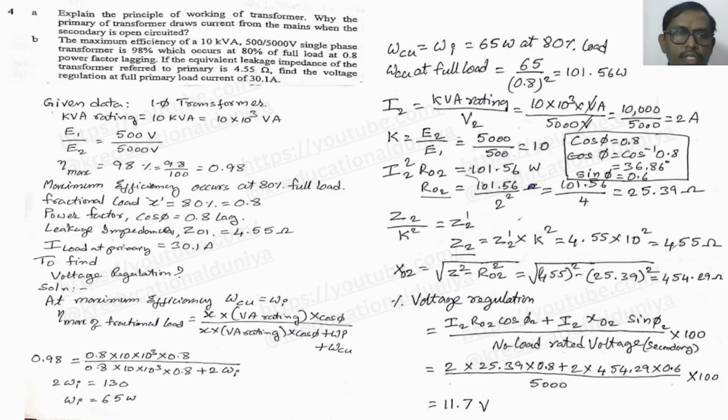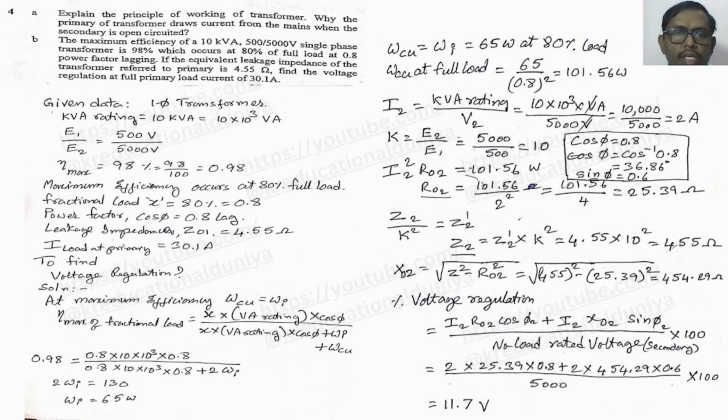So solution is at maximum efficiency. There is a condition for getting maximum efficiency. For getting maximum efficiency, copper loss equal to iron loss. So WCU copper loss should be equal to WI iron loss. Both are equal, then only we are going to get maximum efficiency. So we have to remember this.